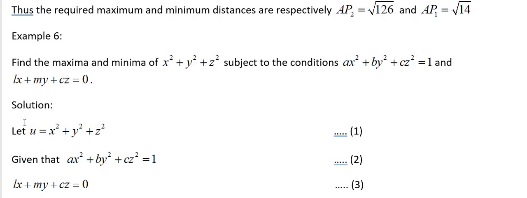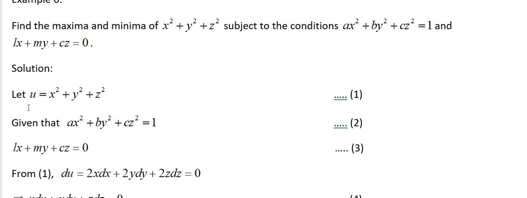Example 6. Find the maxima and minima of x square plus y square plus z square subject to the conditions ax square plus by square plus cz square equal to 1 and lx plus my plus nz equal to 0. Here you can observe, before we had one function and only one condition. But in this question, we have one function under two conditions.